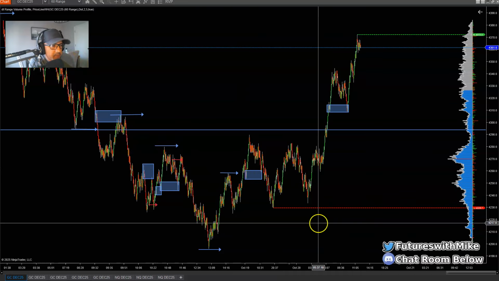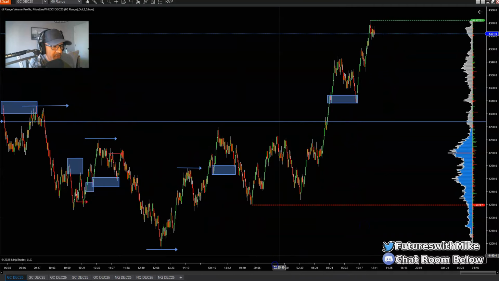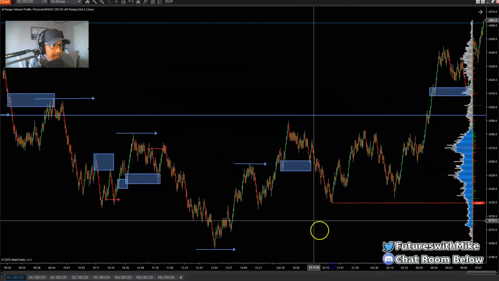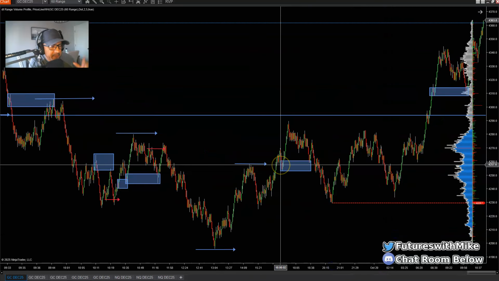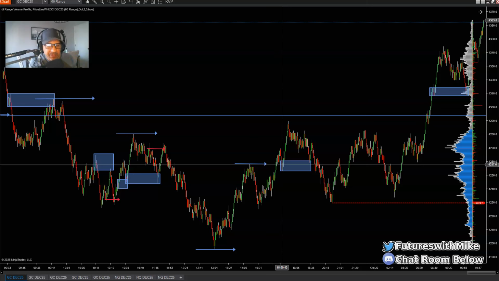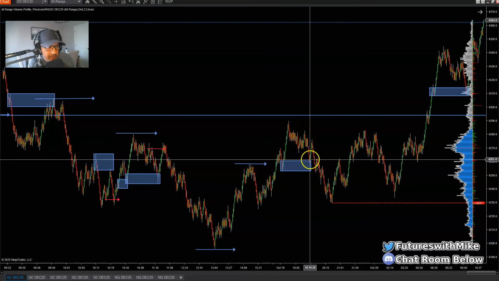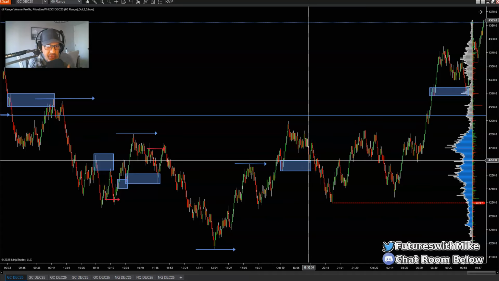Let's talk about this setup right here. I saw this in the overnight session yesterday evening. The demand setup actually occurred around the opening of the overnight session, which is 6 p.m. Eastern time, my time. But the market didn't retrace back to it until 6:30 p.m. Eastern time, my time.